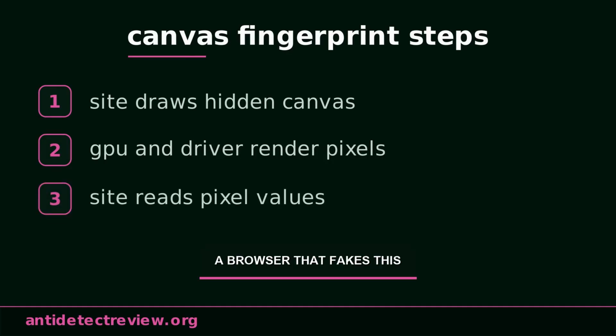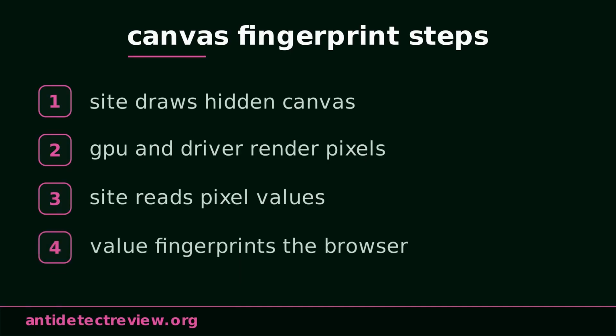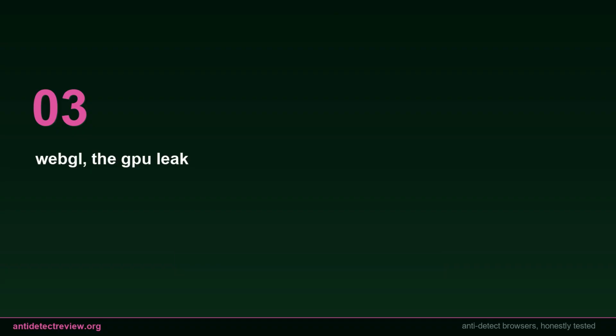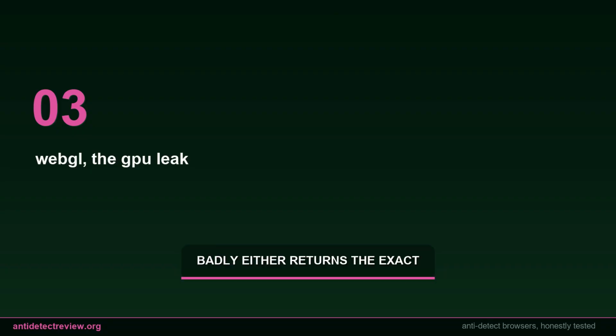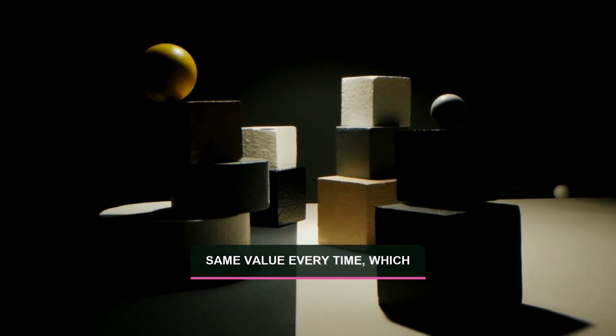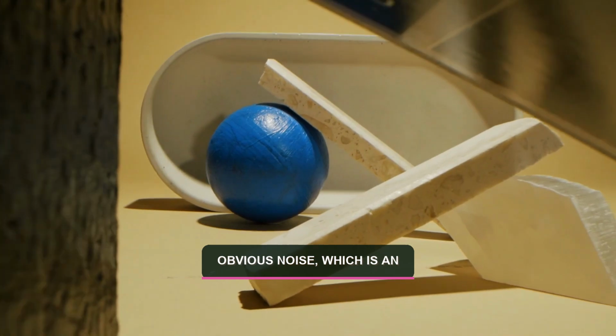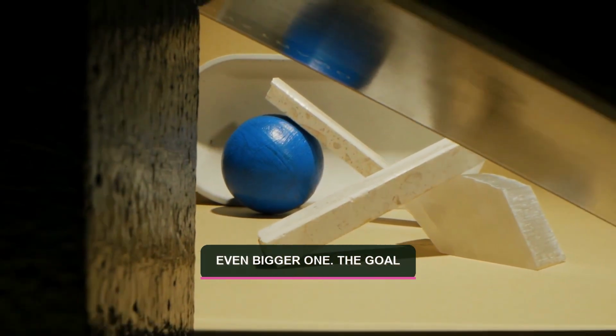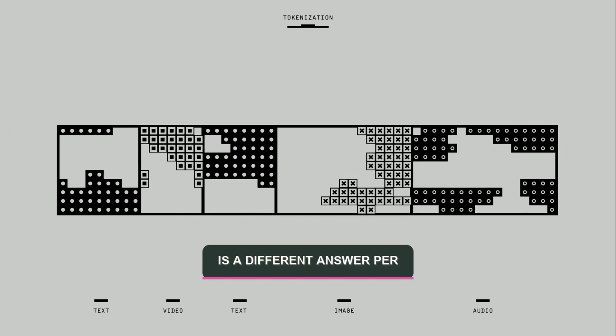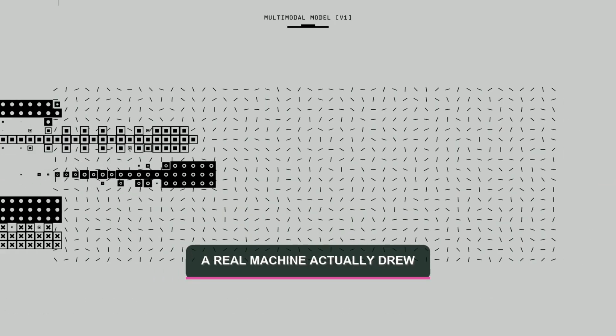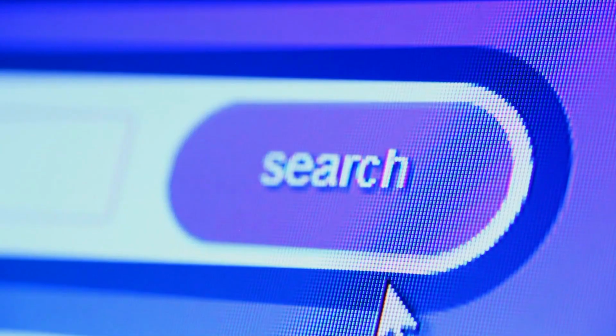A browser that fakes this well produces a different, but internally consistent, canvas result for every profile. A browser that fakes it badly either returns the exact same value every time, which is its own tell, or scrambles the pixels into obvious noise, which is an even bigger one. The goal is a different answer per profile that still looks like a real machine actually drew it.